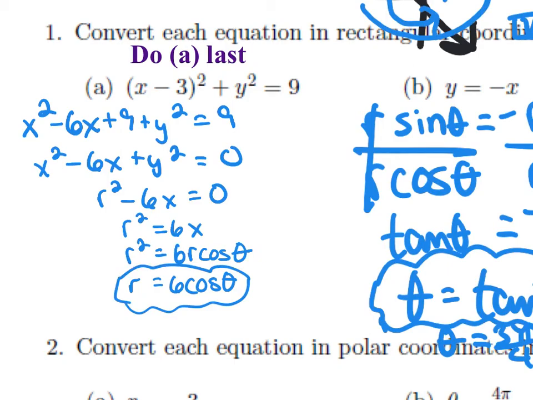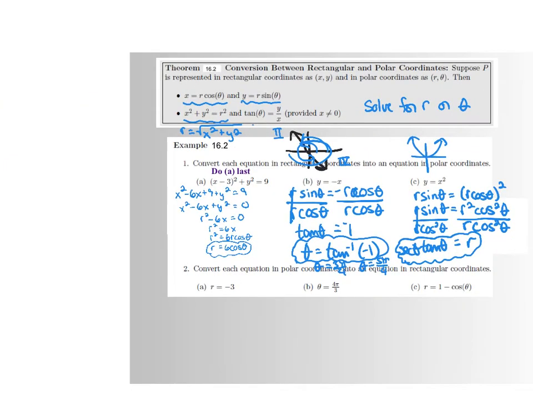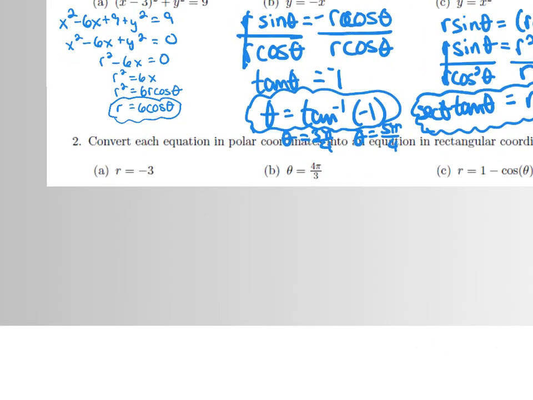Okay, so we've done rectangular to polar. Now we're going to go polar to rectangular. So here we go. r equals -3. Well, r equals -3. A radius of -3 is going to give you a circle. What it's saying is the extension is -3, and then whatever theta you get, wherever that lands up, you're going to get a circle.